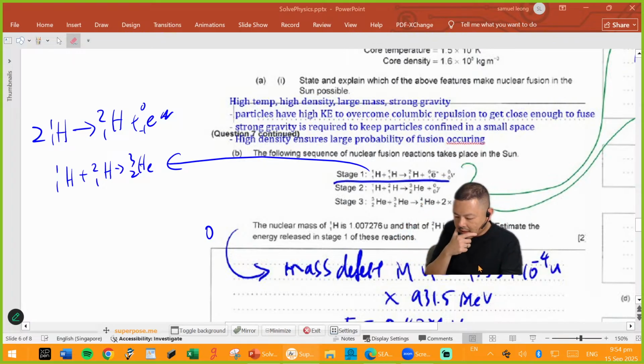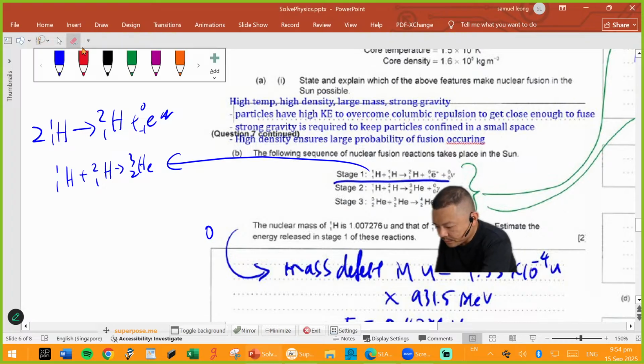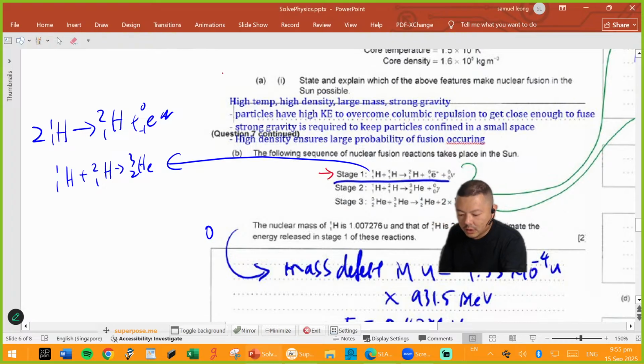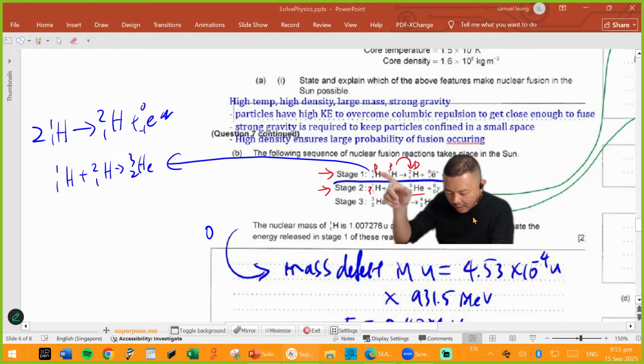You also do get 2 protons left over. What happens is this. Stage 1, 1 proton gives you 1 deuterium. I'm going to write deuterium here. Second stage, 1 proton and 1 deuterium will give you 3 2 helium. So in a way, how many protons have we used? 3 protons.